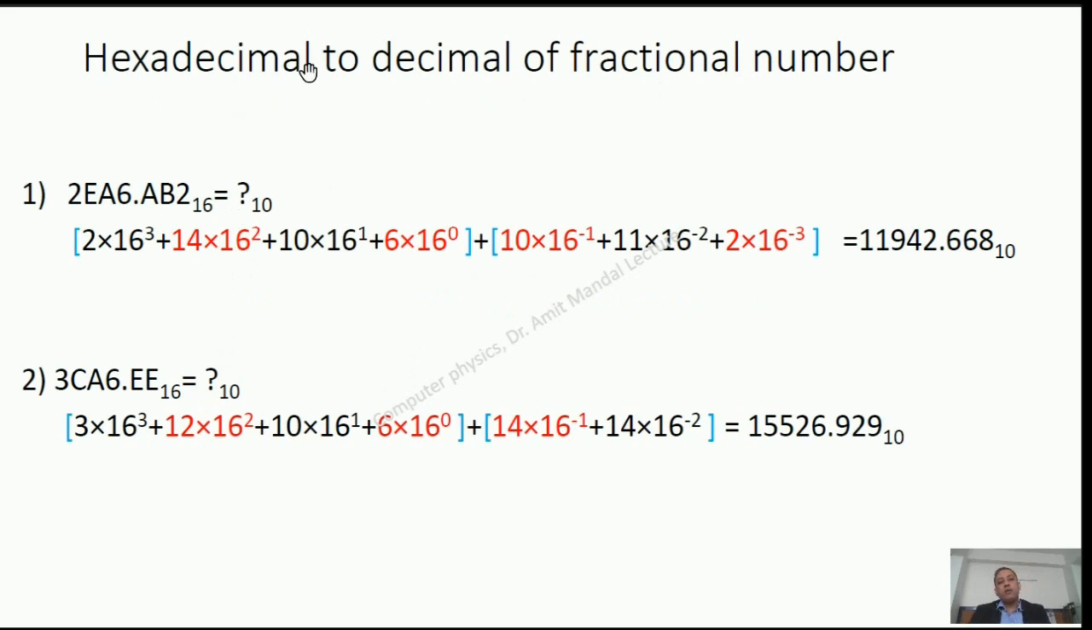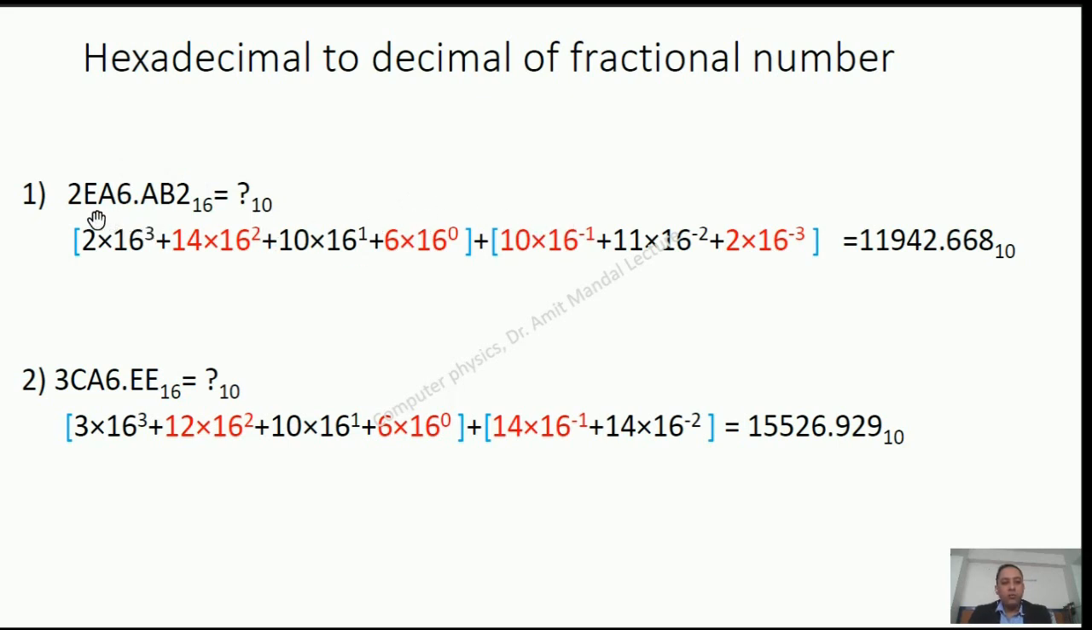Now, in case some hexadecimal number is fractional, then how to convert it into decimal? Suppose the number is 2EA6.AB2 hexadecimal. You want to convert it into decimal. Now, what you have to do? You can see that from this point, these are the left hand side digits and these are the right hand side digits. So for both the sides, you have to do it separately.